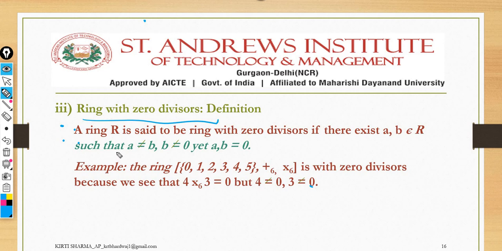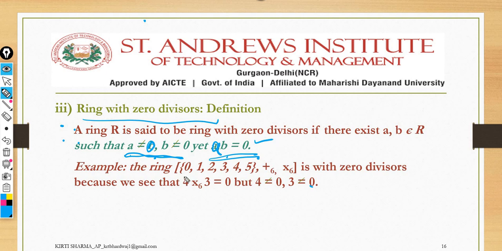That means one thing: in mathematics it is not possible, but here it is possible. If you are taking a, it should not be equal to 0. No two elements are equal to 0, but it may be possible that the resultant value after applying the operation between those elements is 0. Normally in mathematics it's not possible, but here it is possible.